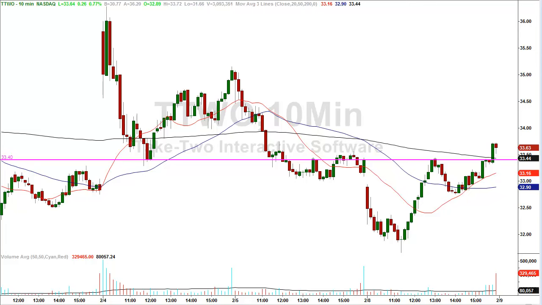We're looking at a chart of Take-Two Interactive. And this was a gap trade from a few days ago. And when I say a gap trade, it was a morning gap trade where I identify levels where a stock should bounce from if it's selling off or pull back from if it's gapping up at the open.